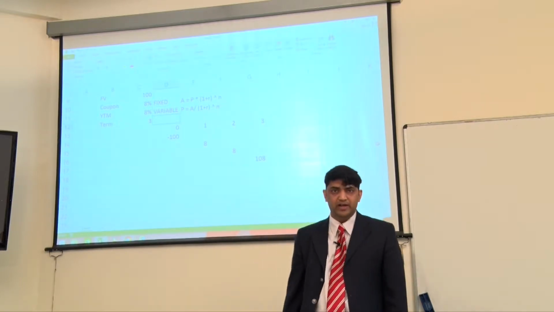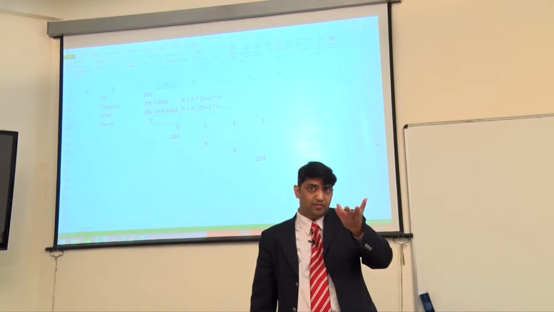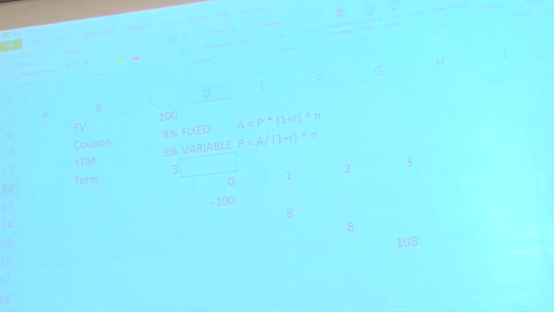Variable, this will keep moving. That's the risk in bonds. There are bonds which are known as floating rate bonds, but that's later; at a very basic level.